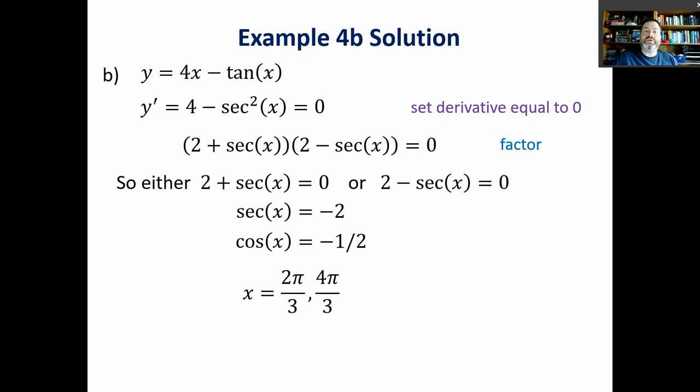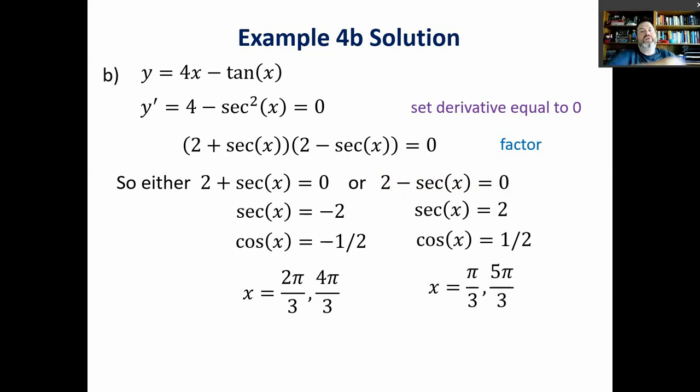So we found two horizontal tangents, right? We set it equal to 0 and factored. Now we have to go over here and look at the other part. So here secant x is 2, which means cosine x is 1/2. And so we get pi over 3 and 5 pi over 3. So these are critical numbers.